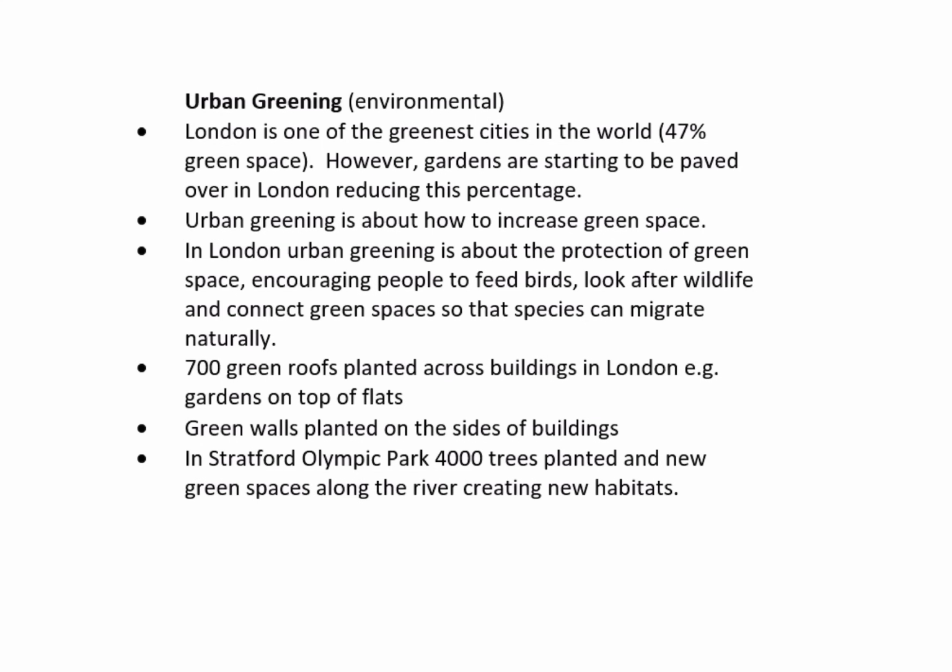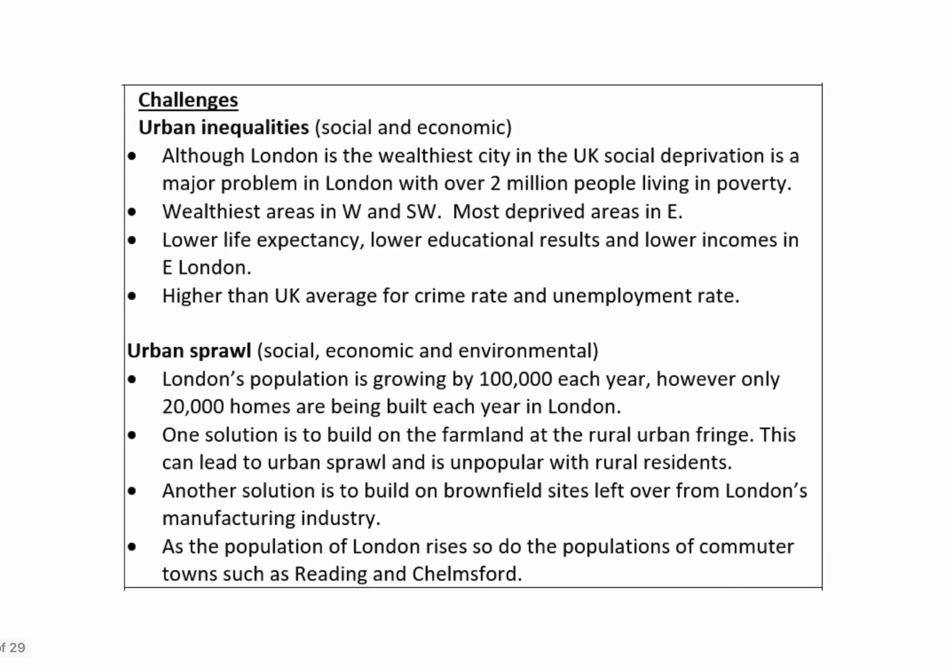So with London, for example, they're trying to protect the amount of green space they've got. They're looking at increasing the amount of green roofs, so planting on top of big skyscrapers. They've got about 700 currently. Looking at planting more walls and sides of buildings, etc. In the Olympic Park, they planted 4,000 new trees and tried to create new habitats along the river. So there's now a huge shift on not just social and economic regeneration, but also looking after the environment as well. So with all of those wonderful benefits comes challenges.